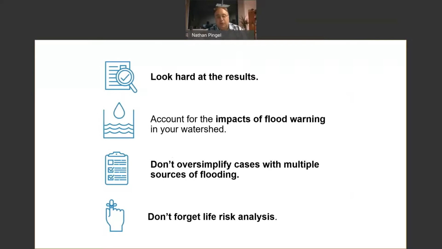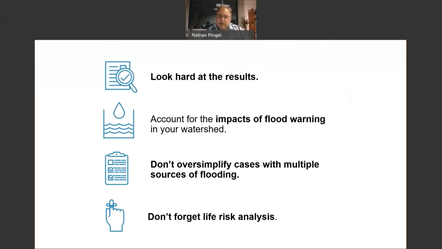It's important to account for the impacts of flood warning in your watershed. It's not necessarily easy to account for the fact that there is a flood warning system and evacuation plans in place, but it is important to represent that in our analysis. Especially in our studies, we're not looking at just structural, but also non-structural measures and improvements to the flood warning system. If we want to claim benefit for improving the flood warning system, we have to acknowledge the existing system itself.